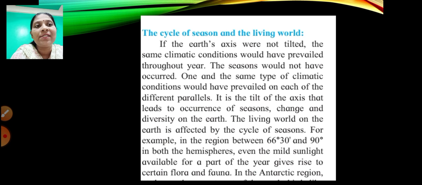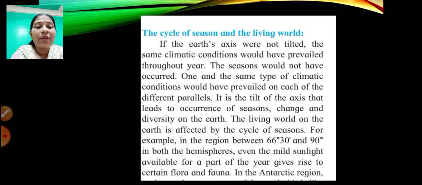The cycle of seasons and the living world. How does this cycle of seasons influence the living world? Now, we all know that the Earth's axis is tilted. Imagine if the Earth's axis were not tilted, the same climatic conditions would have prevailed throughout the year. In the equatorial region, the same climatic condition is there throughout the year, but as you go from 0 degrees towards the north pole, and even towards the southern hemisphere, the season changes. The type of seasons they have is different from the equatorial region.